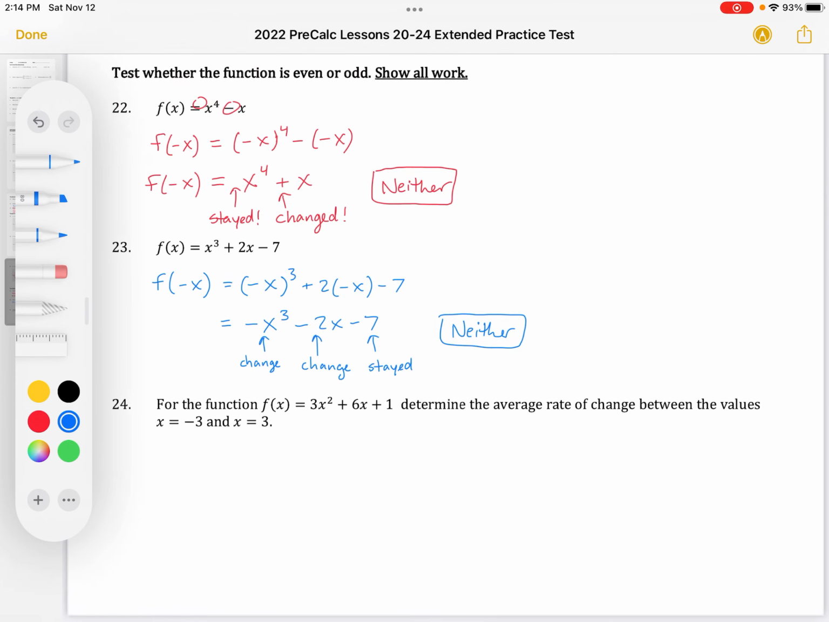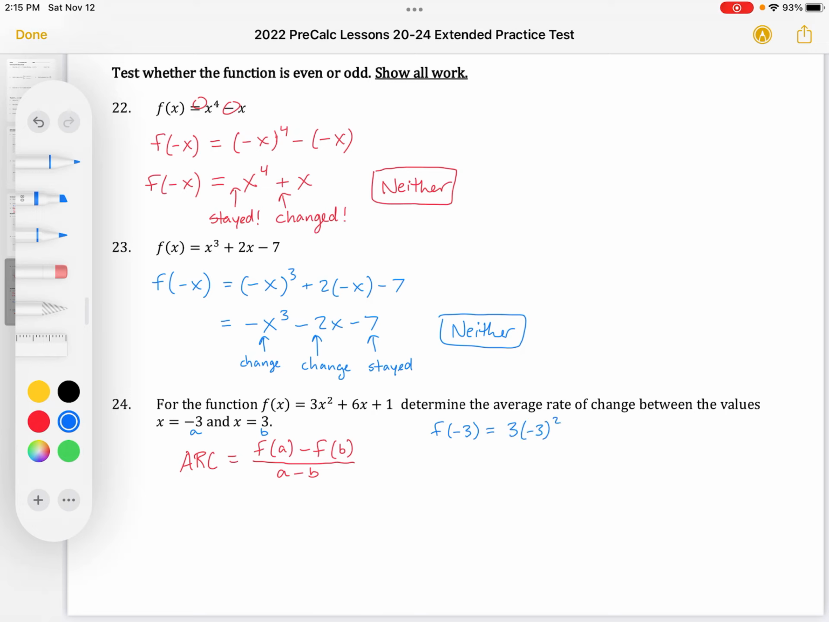All right, and then our very last problem has to do with the average rate of change. Okay, so remember, average rate of change is really just like the slope between the 2 points. So it's very similar to the slope formula. If you recall that formula, it's just f of a minus f of b over a minus b. And a and b are just the two x values that they give you. So in this specific problem, -3 is our a and 3 is our b. So the first thing that we need to find is f of -3.